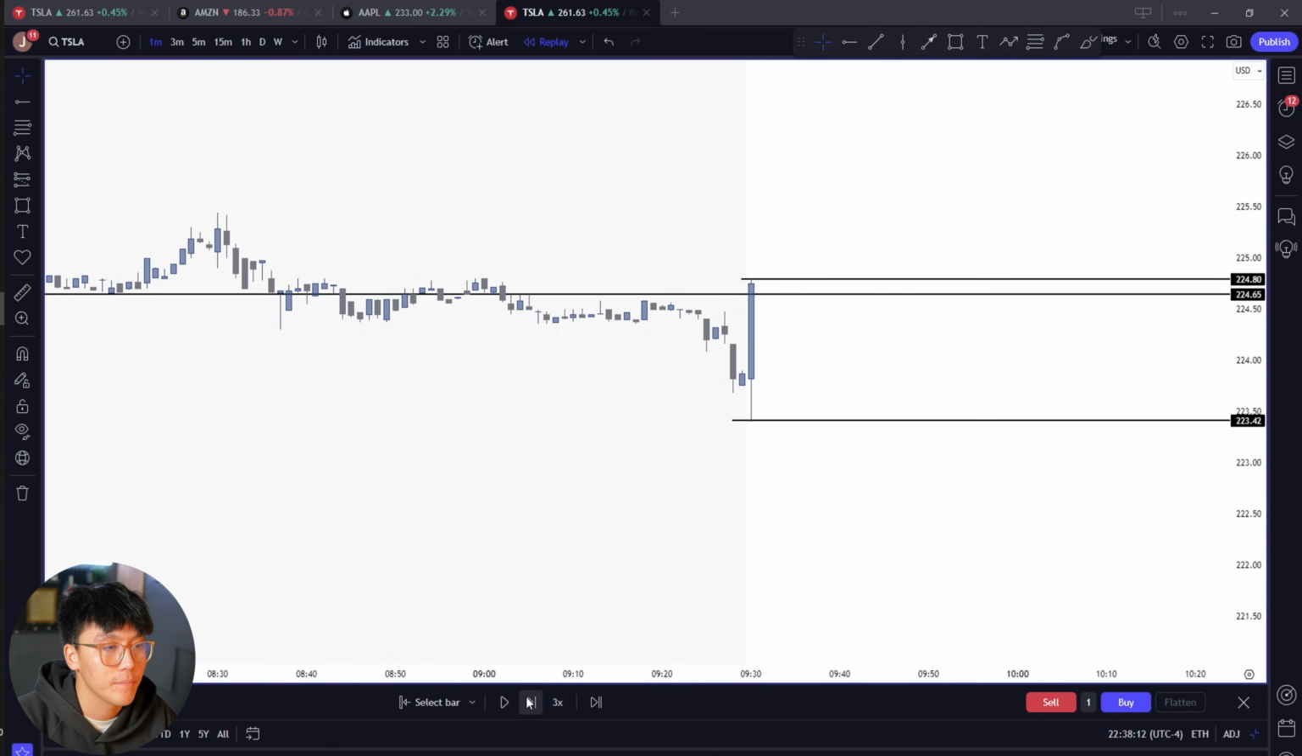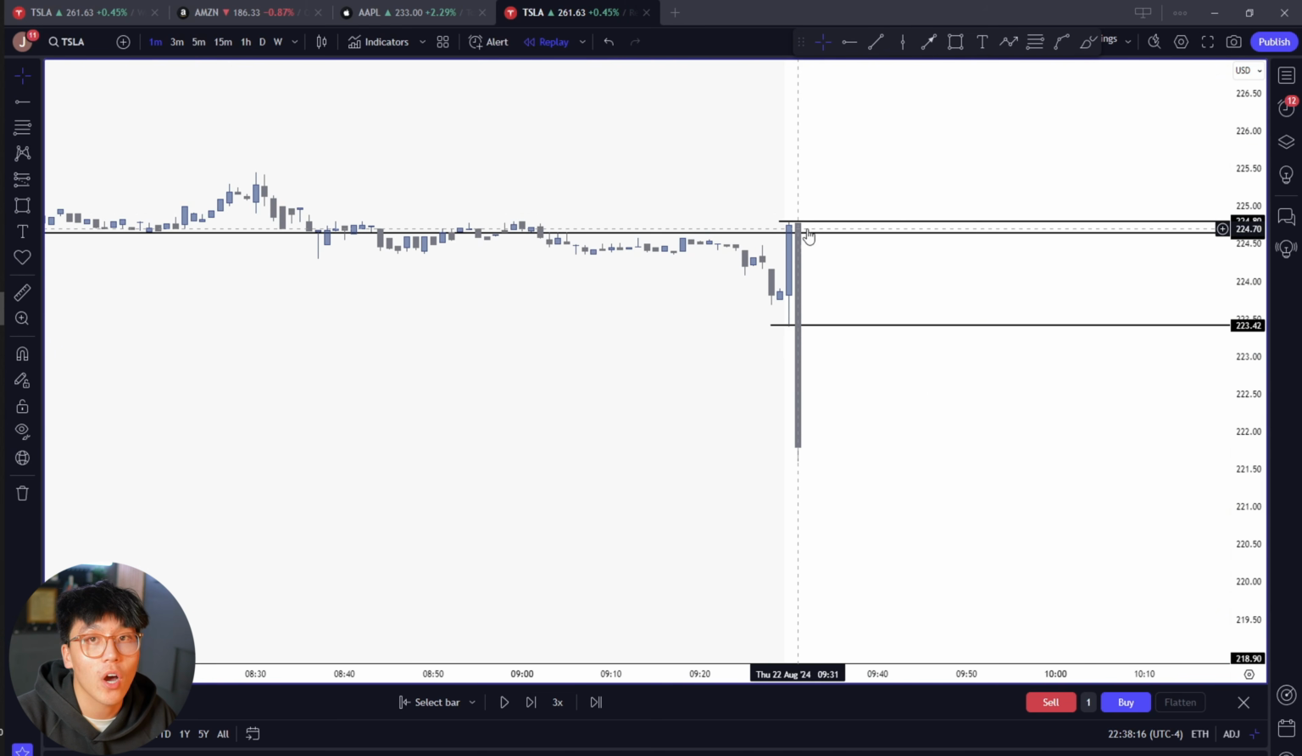So now we'll play out the tape. Price, you can see big rejection off of your previous day highs, and now you can see we're well underneath your opening candle range low as well.